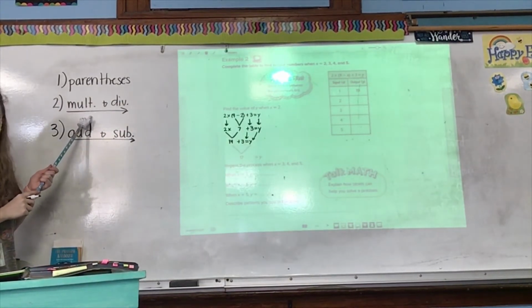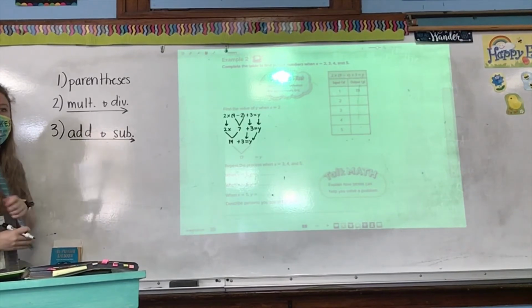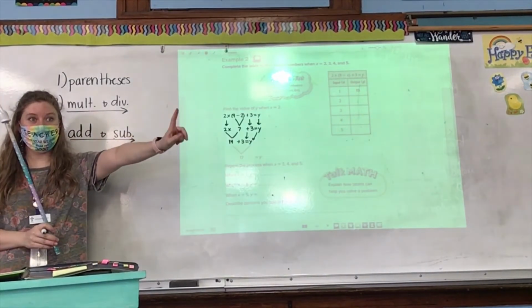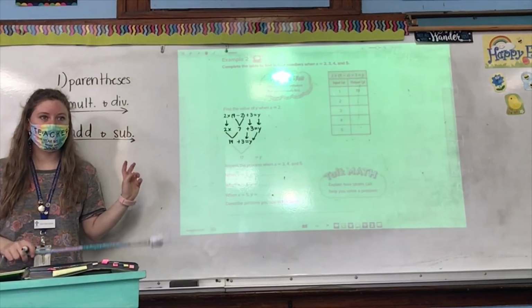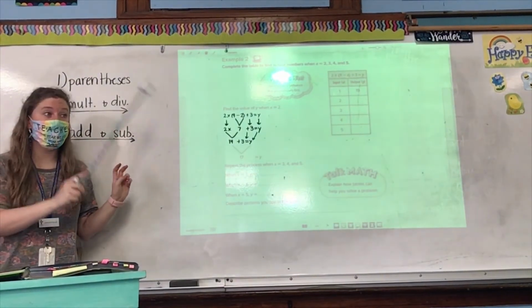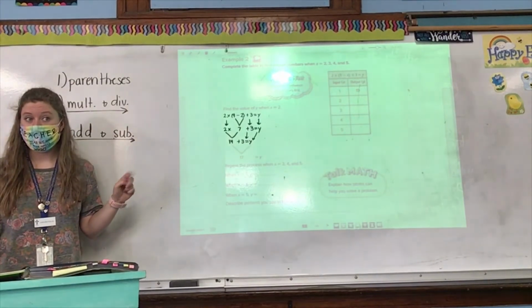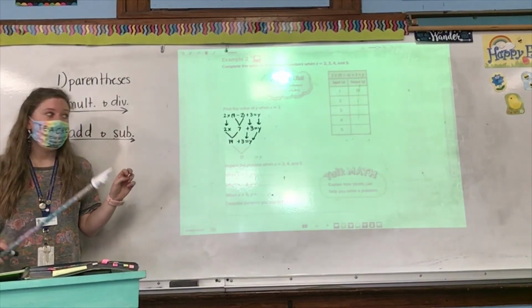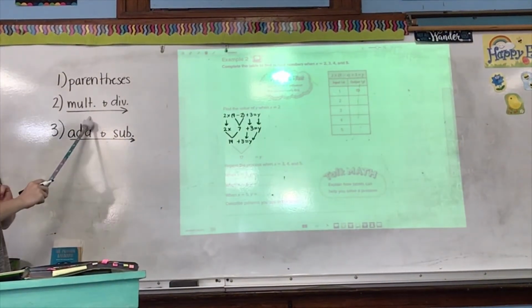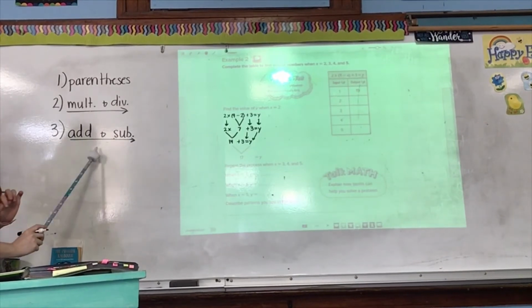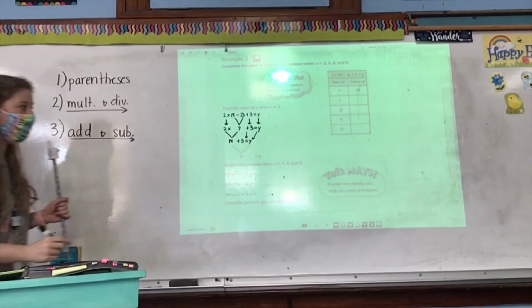We have no more multiplication and division. Just because I multiply once, does that mean I should go ahead and move on to the next step? No. Check to make sure there's no more multiplication or division. Does everybody understand? There is no more multiplication or division, so I'm going to move on to step 3. Add and subtract from left to right.